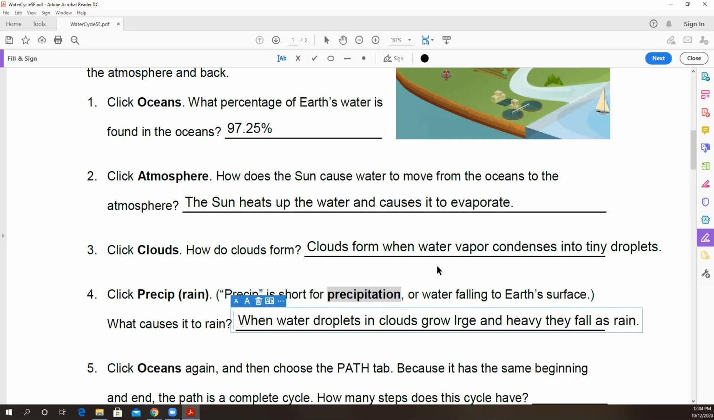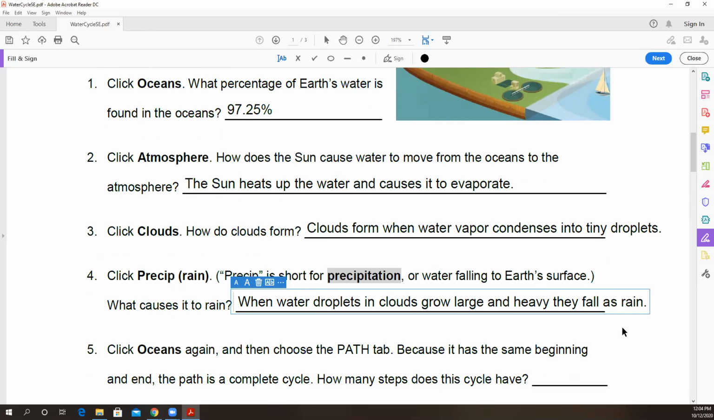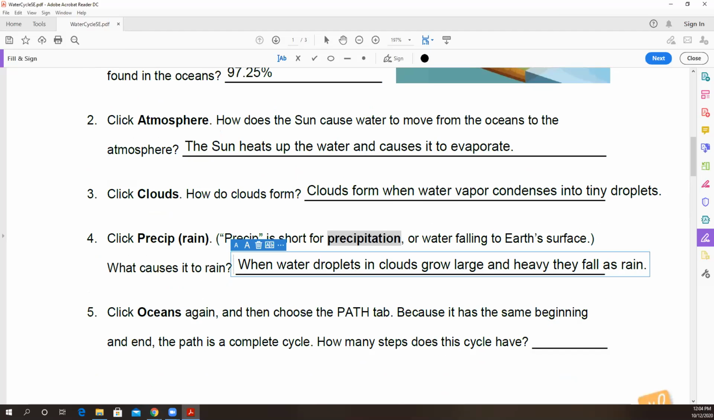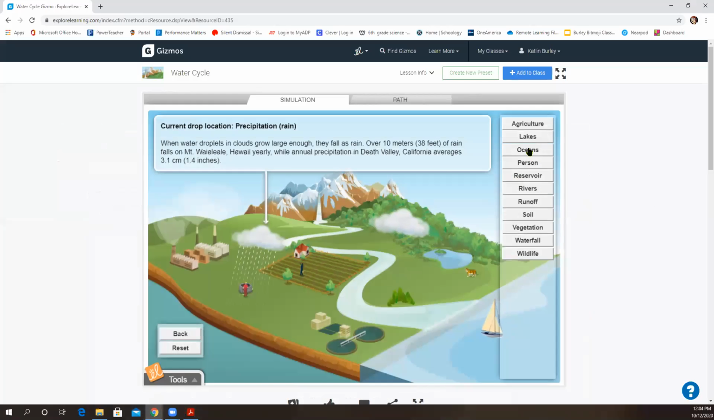Perfect. When water droplets in clouds grow large and heavy, they fall as rain. So it's going to ask me to go back to oceans. This is super important for the next step, guys. So I'm going to go back to oceans.